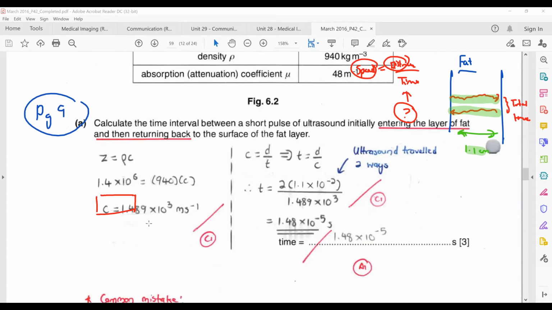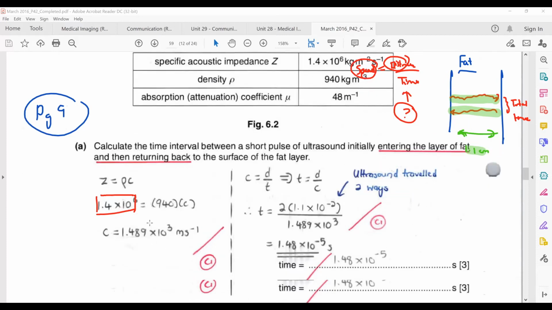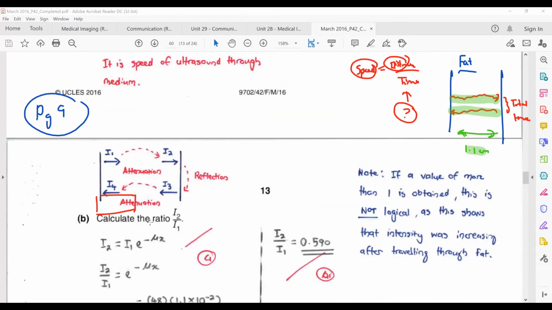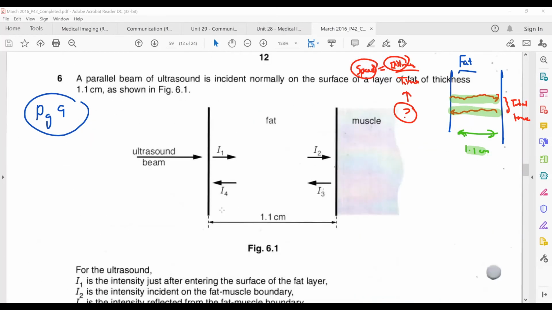Then we go to the next one where they ask you to calculate a few things now. They ask you to calculate the ratio of I2 to I1. Okay, calculate the ratio of I2 to I1. Now, before you go to that one, there are some things that you need to identify from here. You see, if I'm talking about I1 and I2, because it traveled through this layer of fat, it's going to have a portion of its intensity absorbed by the fat. You're going to have attenuation.